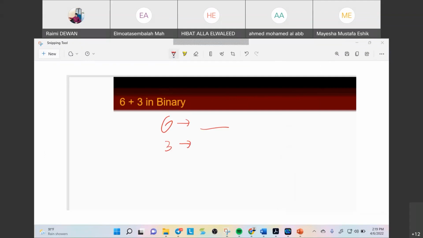So 6 in binary is 1 1 0, and then 3 in binary is 0 1 1. Am I correct? But this is for binary. What if we ask for BCD? What is the answer for 6 in BCD?